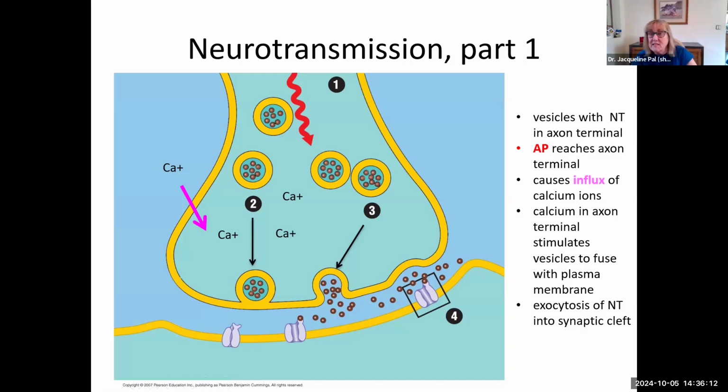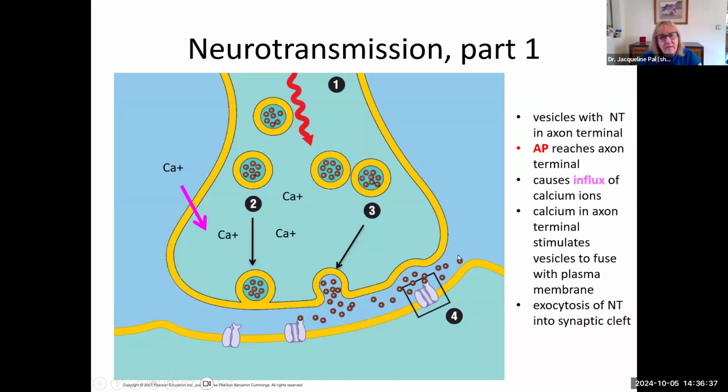So calcium is coming into play now for the first time. And notice this is not calcium that was stored in the cell. This was extracellular calcium that had to come in through a gate that was open because of the nerve impulse.